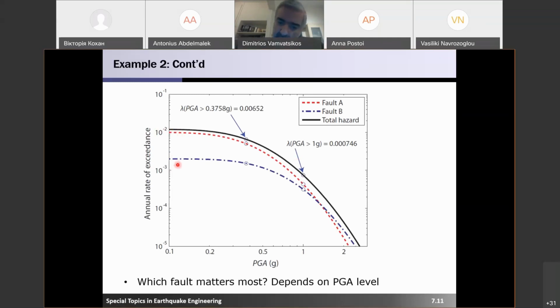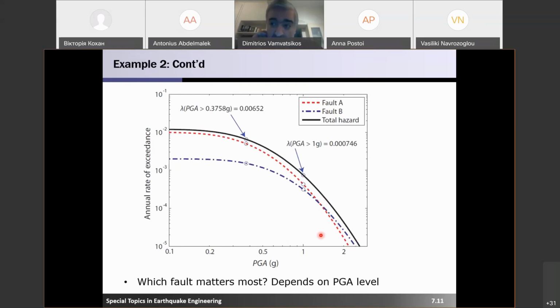Now, as they go forward to larger PGAs, higher PGAs, what you're gonna see is that fault A drops faster. Why? Of course it drops faster. It's a smaller magnitude. It's supposed to drop faster. The larger magnitude drops slower. And there is a spot, about, I don't know, 1.5 or so, where the second fault, the one that's farther away, is actually going to contribute more to your hazard. You see that? So above about 1.5 g, it's not the close by fault, but the distant one that contributes more. This can happen.